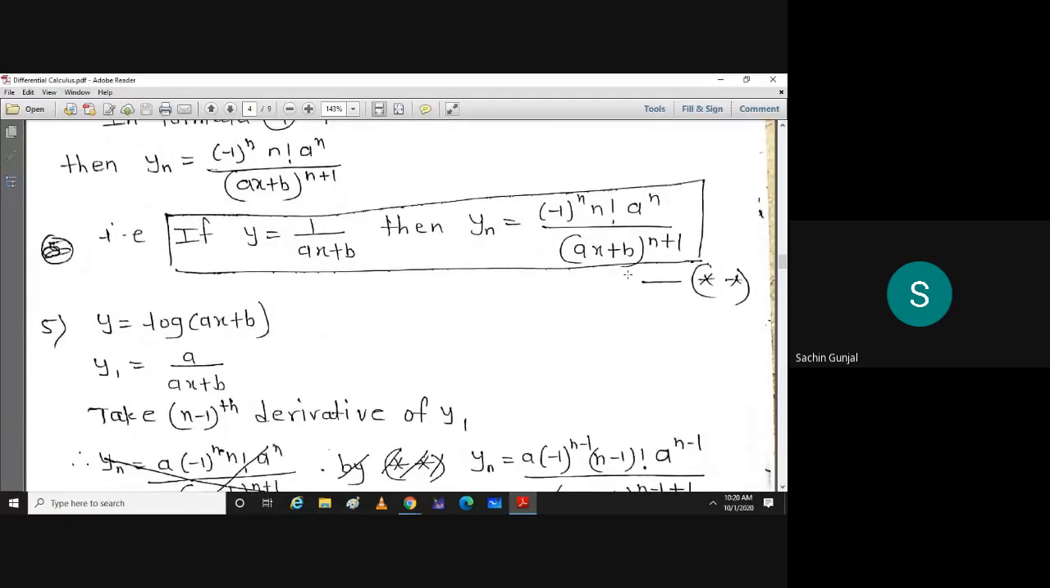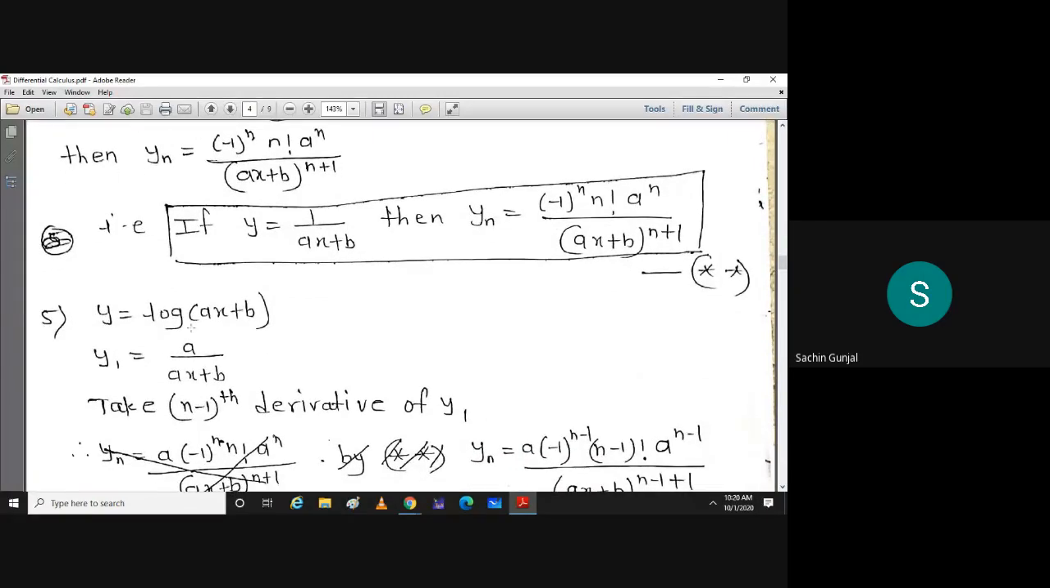Now this fifth point: if the function is log of ax plus b and we want the nth derivative of this function. Okay. Can you tell me what is its first derivative? 1 upon ax plus b into a. Okay. Now we want the nth derivative of this function. That means you differentiate y1 how many times? N minus 1 times.